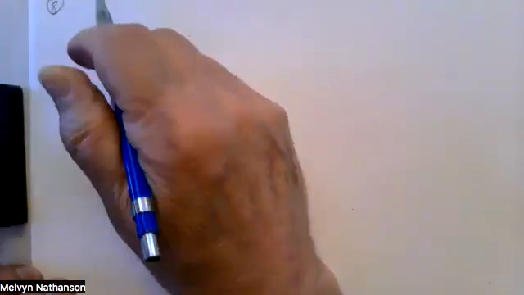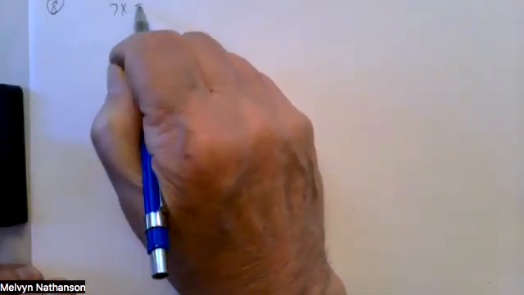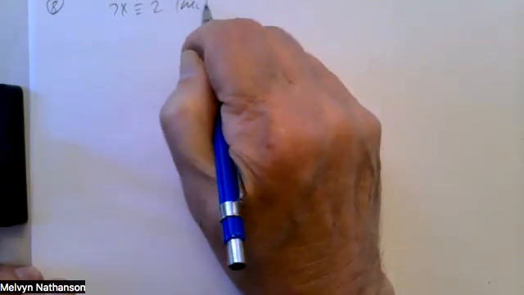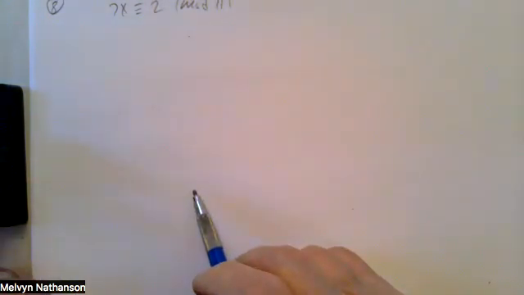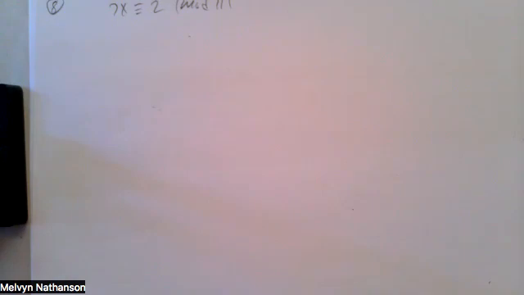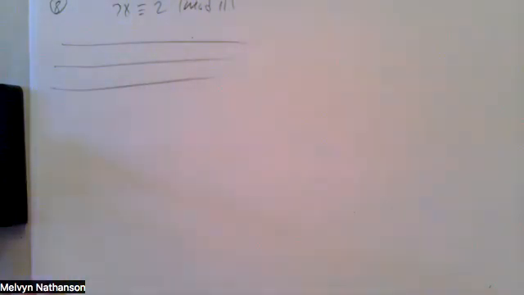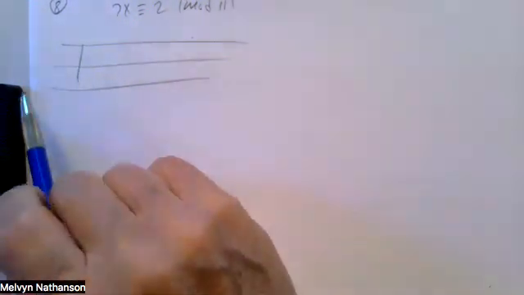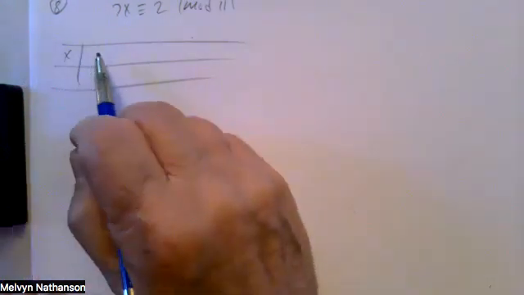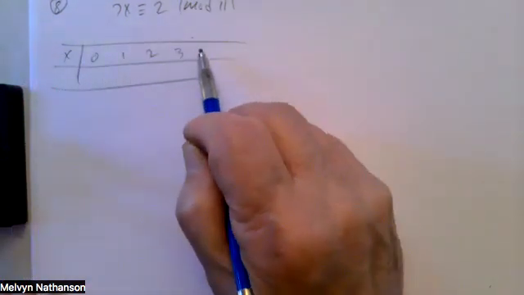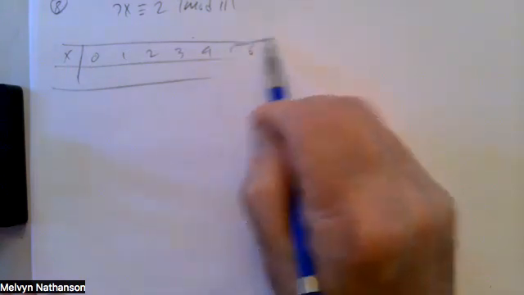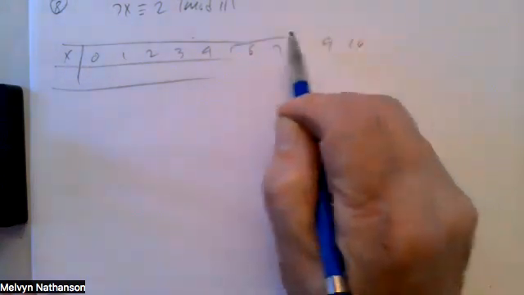Problem 8. Solve the congruence, 7x congruent to 2 mod 11. So we want to find a number x that solves this congruence. Well, we could try different things. For example, we could make a table. So the congruence classes modulo 11, the choices for x mod 11 are 0, 1, 2, 3, 4, 5, 6, 7, 8, 9, 10.